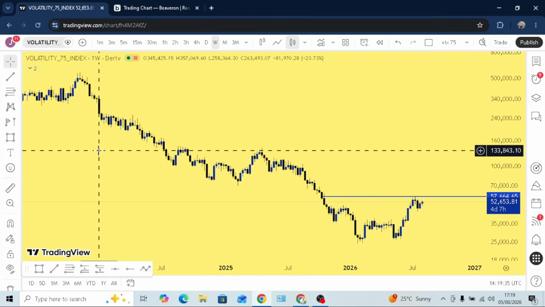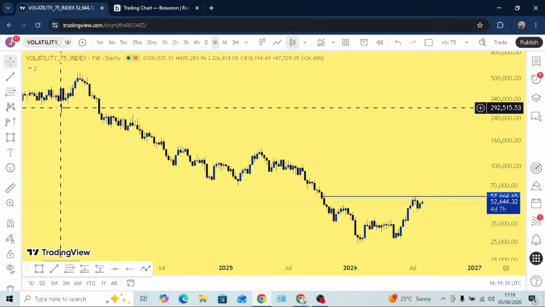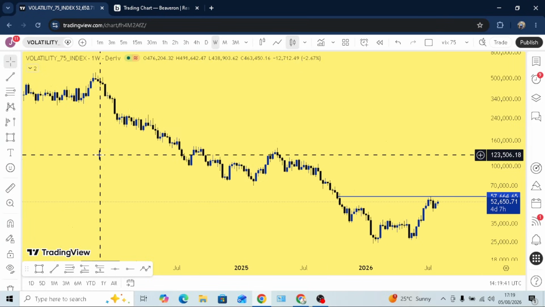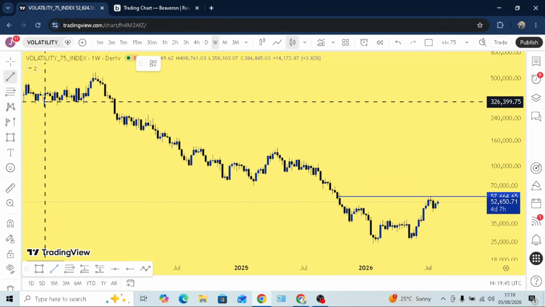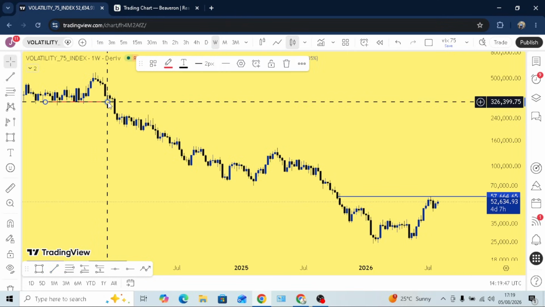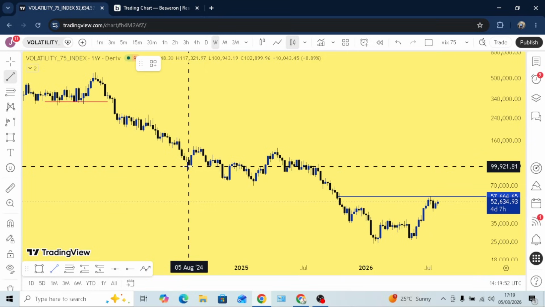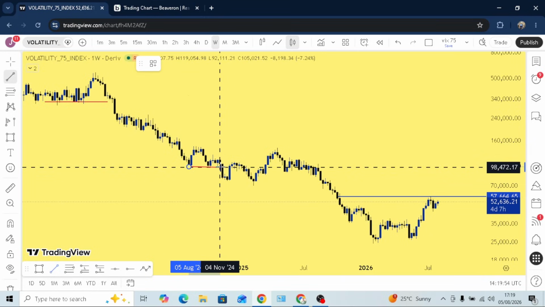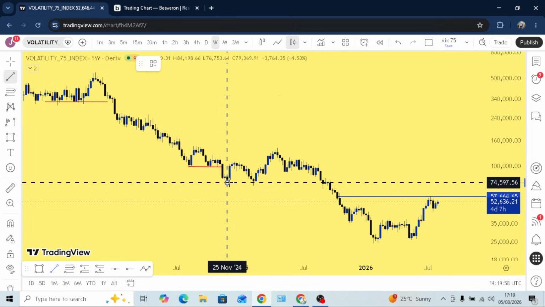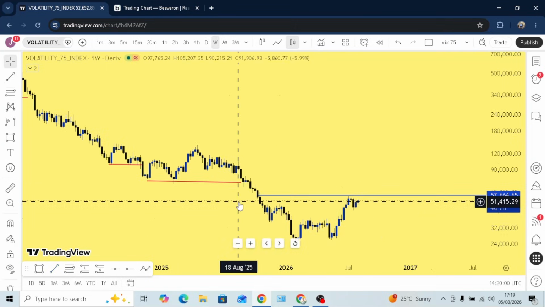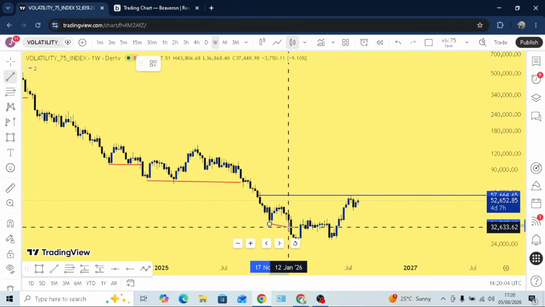So I'll start my analysis from the weekly time frame. As you can see on my screen right now, this is the weekly time frame, and on the weekly time frame you can see that price has been very much bearish on the volatility 75. It has been pushing on to the downside for a couple of months and even years. So now it has been in a bearish movement to the downside. Okay, so that is the weekly, and we had our break of structure right there.